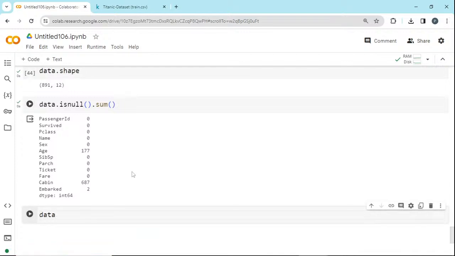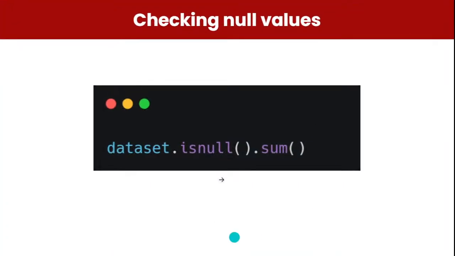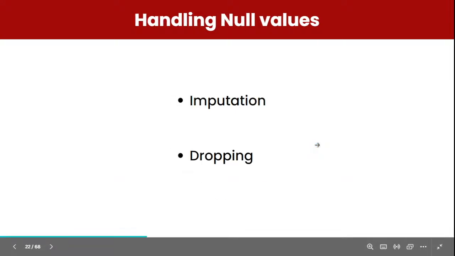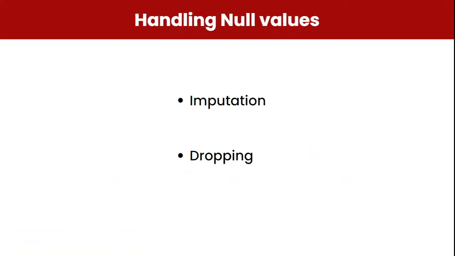For example, if you just take 687 divided by 891, nearly 77% of the data has null values, which is not a good one. Anyway, we'll look into it. So what you can do if you find null values is either impute them or drop them.